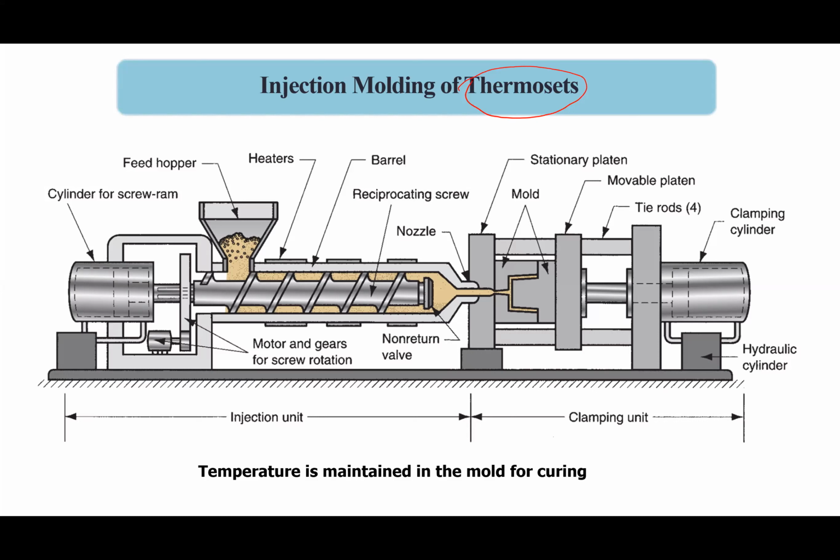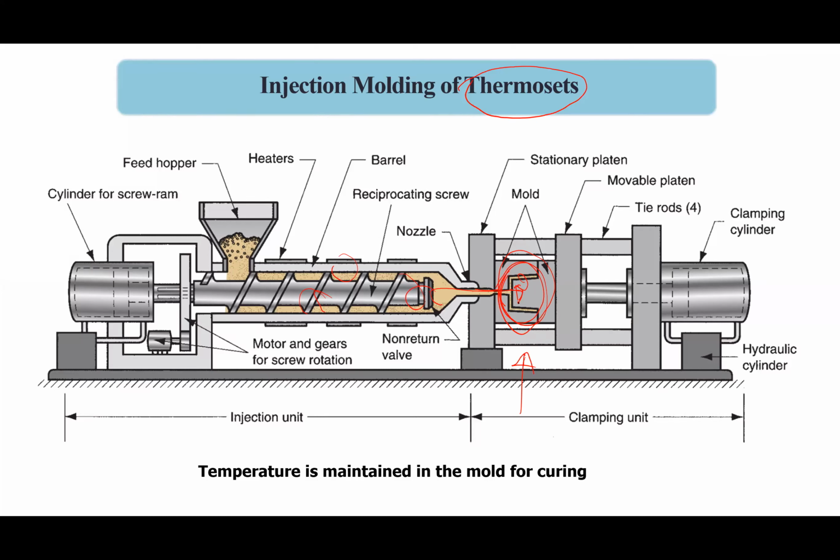thermoplastic molding. Only difference is that when the material is mixed together and injected into the mold, you need to maintain some temperature in the mold for the curing. For example, if you need a temperature like 250 degrees Celsius, you put it in here and keep it at that temperature, the curing temperature of that material, for some time to allow it to cure. Once it is cured, you take it out, and then another shot of material comes into the mold.